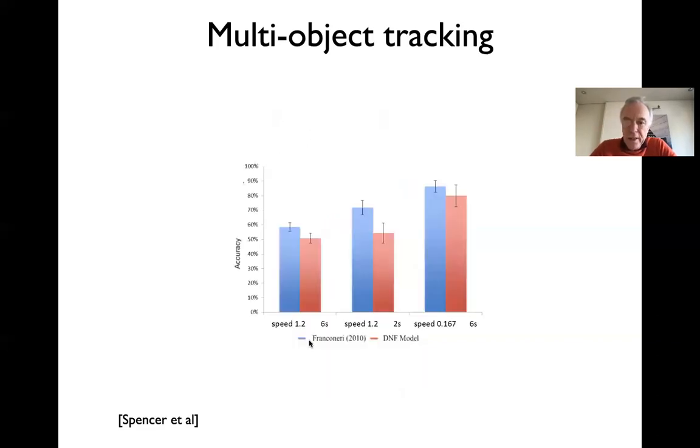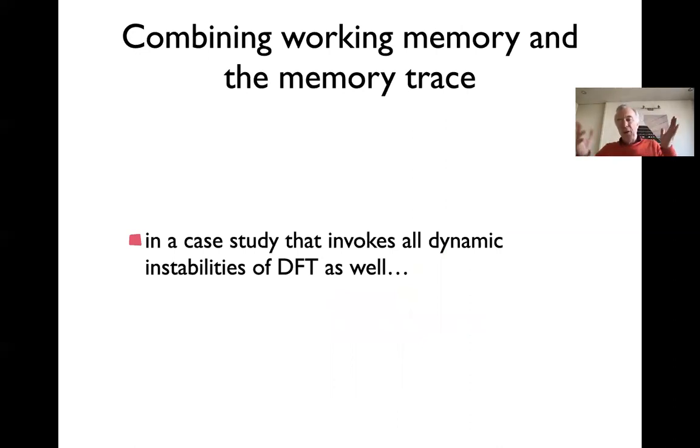And so this is one of those studies from Corneri, who varied the speed with which these items move around. And this is the experiment here, and I don't remember how many items it was that people had to track. And the model roughly captures the speed dependence, for instance. And there are other things that John Spencer modeled about that. So that's a phenomenon of working memory.